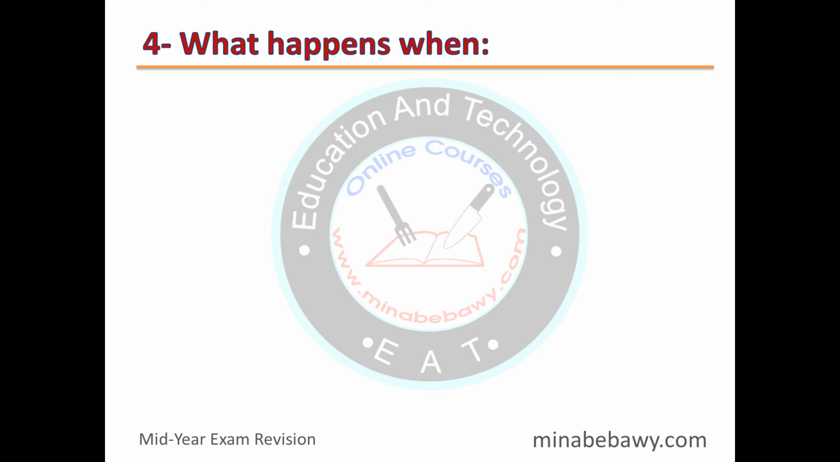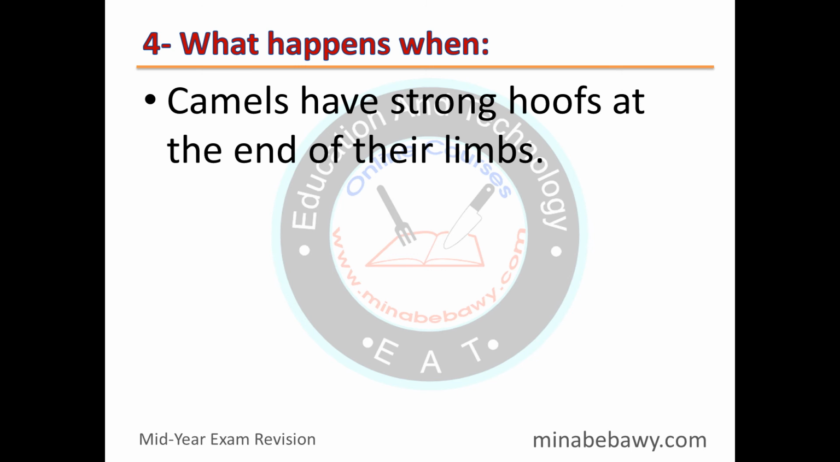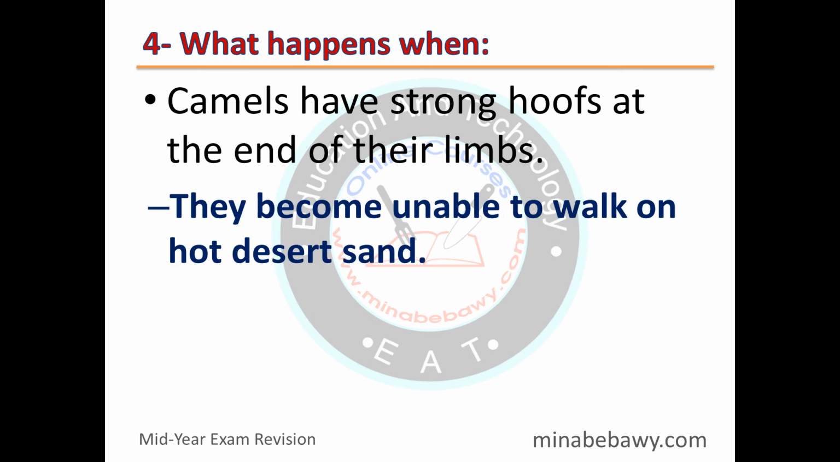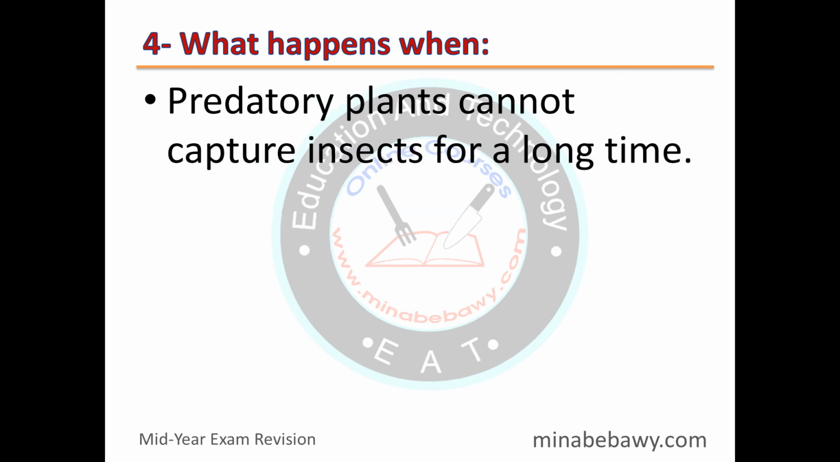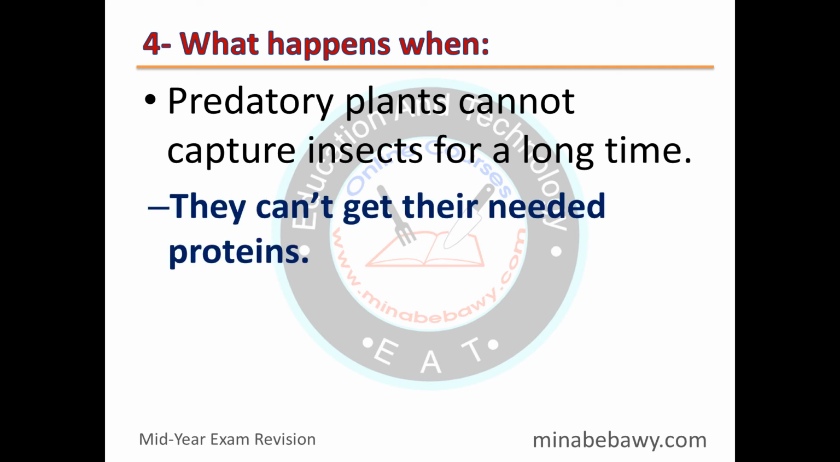The fourth type of questions is, what happens when camels have strong hooves at the end of their limbs? They become unable to walk on hot desert sand. Predatory plants cannot capture insects for a long time? They can't get their needed proteins.